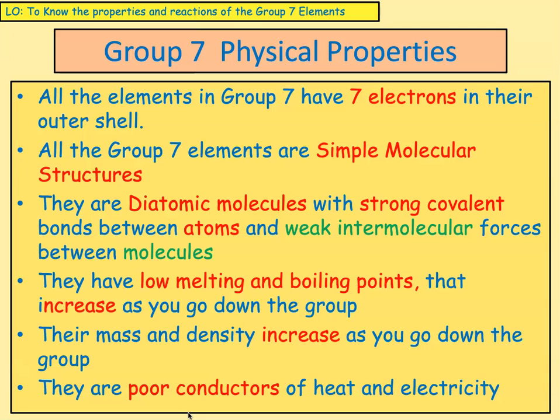They are diatomic. That means 2 atoms with strong covalent bonds between the atoms, but weak intermolecular forces between the molecules. They have low melting and boiling points, but those increase as you go down the group. Their mass and density also increase as you go down the group, and like most non-metals, they are poor conductors of heat and electricity.